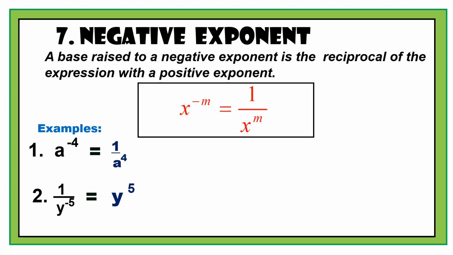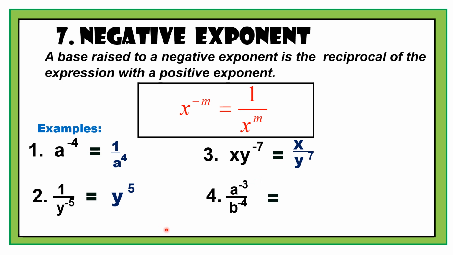Then, number 3, x times y raised to negative 7. So, dito, ang y ay may negative exponent. So, copy lang natin yung x, and then yung y, isusulat natin sa denominator. So, magiging x over y raised to 7.